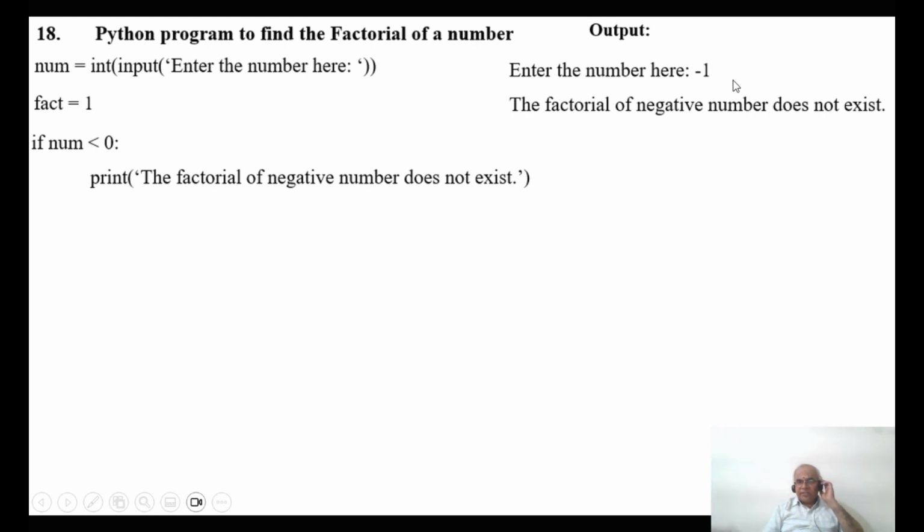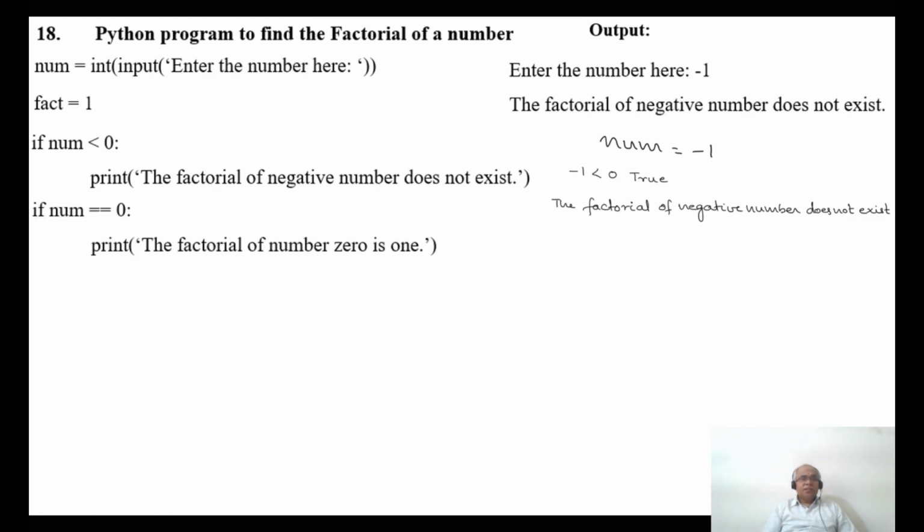Suppose I enter -1 by mistake. Is -1 less than 0? The condition is true. So the factorial of a negative number does not exist, you are going to get it. Num is equal to -1, -1 is less than 0, the condition is true, and it will give the output: the factorial of a negative number does not exist.